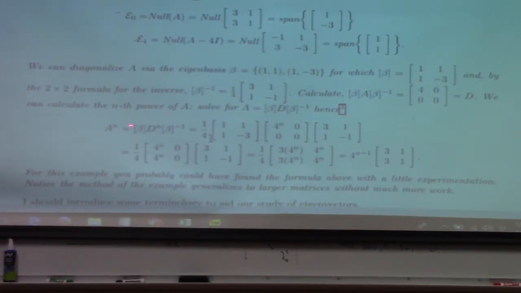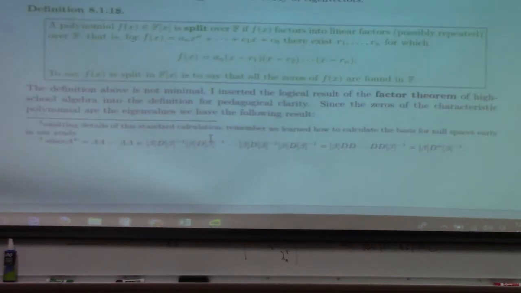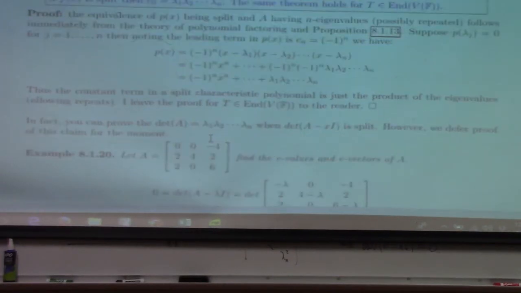And then I show here how we can calculate the nth power of A using the trick I just showed you down here. It's covered up at the moment, all right? So that's a nice example. Some language: we say a polynomial is split over the field if you can factor it into linear factors, possibly repeated. So my example over here, this polynomial is not split over the reals because we cannot factor. It's irreducible. But any polynomial is split over the complex numbers, that's the fundamental theorem of algebra essentially.